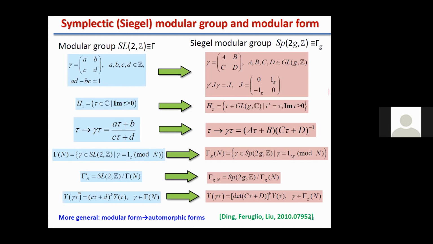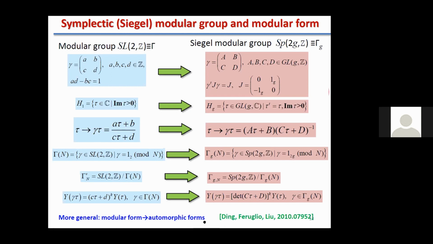And similarly, we can define the modular forms. We only need to extend the automorphic factor, c tau plus d to the k-th power, to the determinant of capital C tau plus capital D to the k-th power. So it is a very straightforward generalization. As an example, in this talk, I only talk about the simplest generalization, Siegel modular forms. For more general cases, we can generalize the modular forms to automorphic forms.